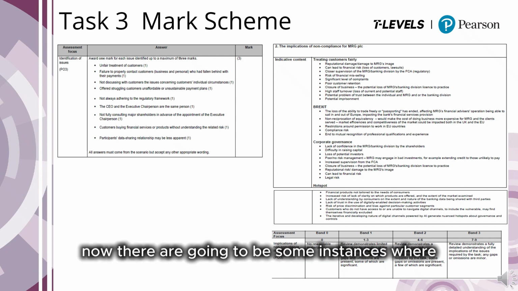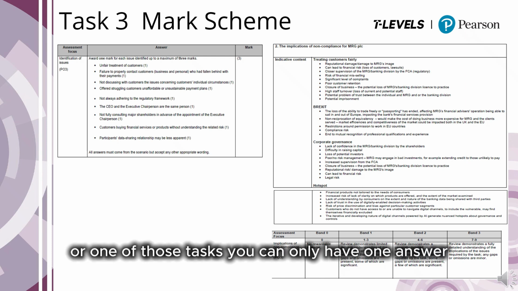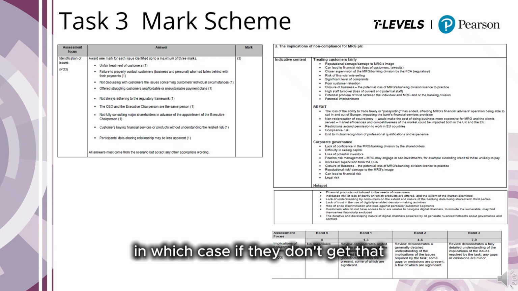So it's not that if they don't hit what's in that indicative content, they won't achieve it. Now, there are going to be some instances where there are definitive answers. So maybe if they're doing finance on one of those tasks, you can only have one answer, in which case, if they don't get that, they're not going to be able to be rewarded and they have to follow that.